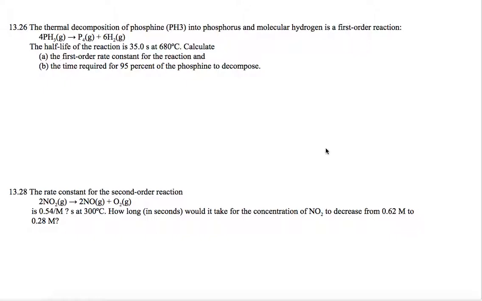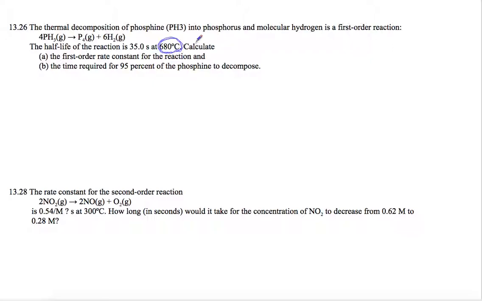Here's another one where we have half-lives and a first-order equation. In this problem, we have the half-life. It's 35 seconds at 680 degrees. Now, we talked about this in class. This is something that a lot of students get confused about. We have a temperature here, but we don't need to do anything with the temperature. Just remember that we need a temperature to describe the constant, because if we change the temperature, the constant also changes.